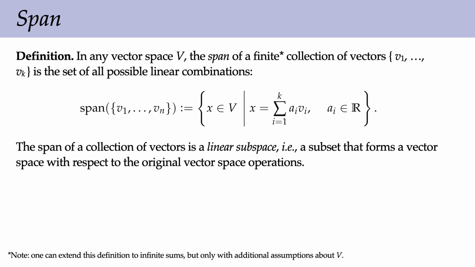The span of a collection of vectors is what's known as a linear subspace, right? A subset that forms a vector space with respect to the original vector space operations. All this is saying is, if I have two vectors in this span and I add them, they're still in the span. You should be able to show that pretty easily given the expression we have for the linear combination. Okay, so this is all review.